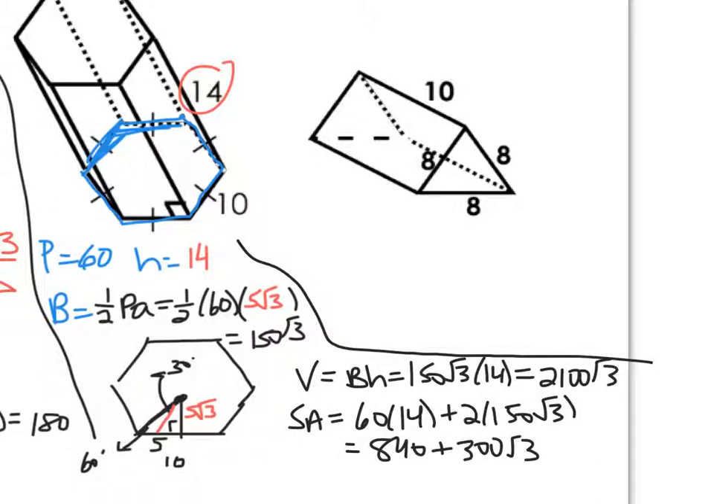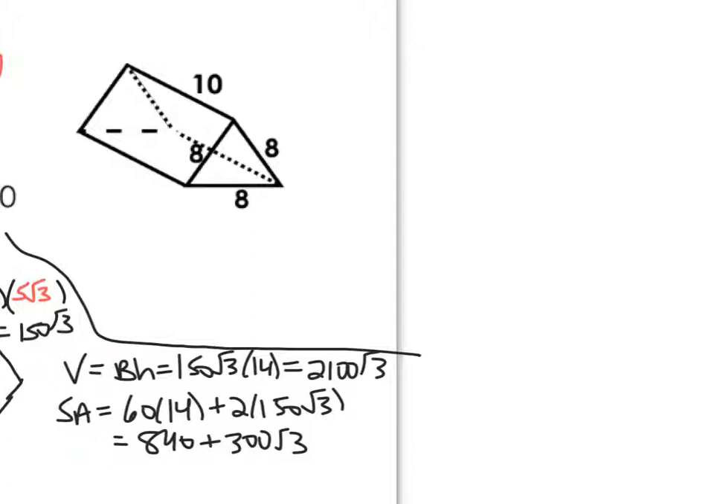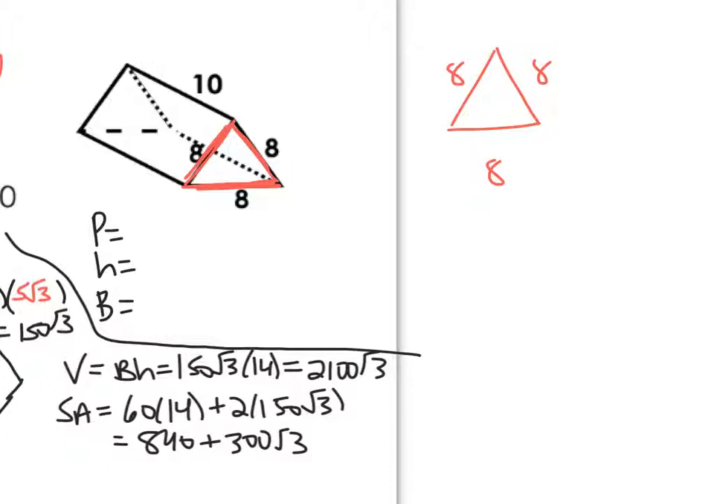Alright, last prism is this one over here. What kind of base is it? It's an equilateral triangle. Okay, so my base, I'm going to draw over here. I need three things: perimeter, height, area of my base. So perimeter of my base, which I've drawn in red, is 24. Height is 10. And now I need to find area of my base.